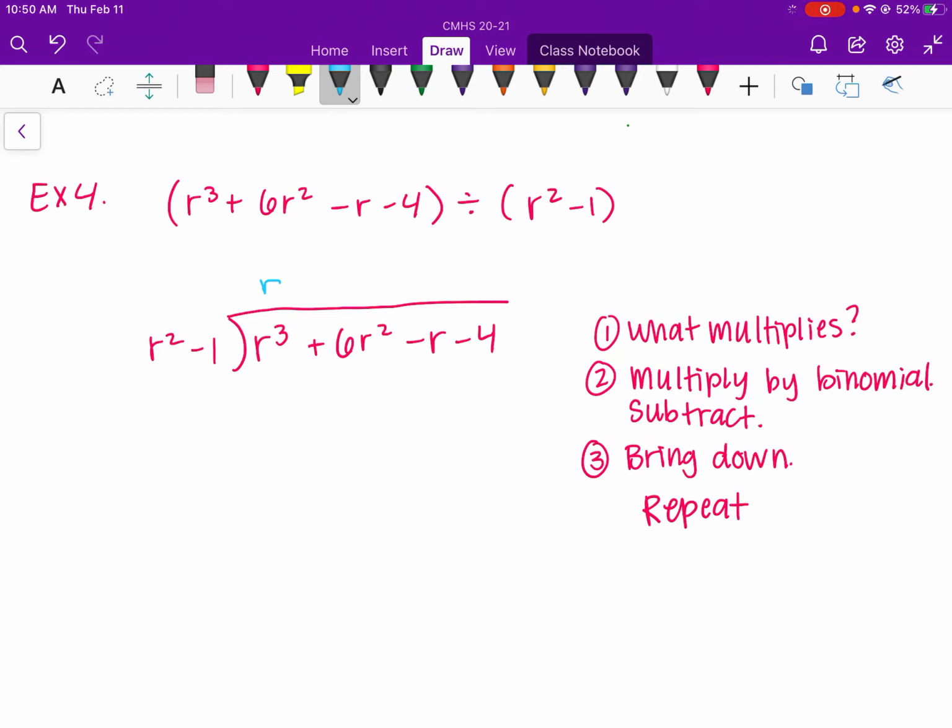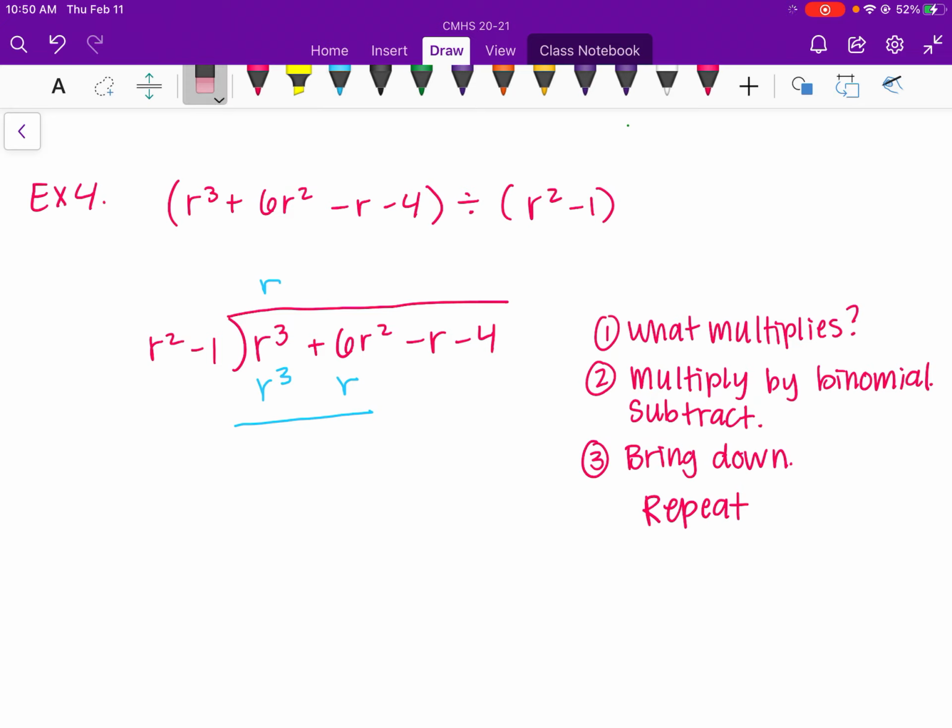That looks awful. r times negative 1 is negative r. Parentheses, subtract. r to the third minus r to the third is 0. And then here, those are not like terms. So we have our r to the third here, but we can't put r squared right there because we can't combine those like terms with the regular r.